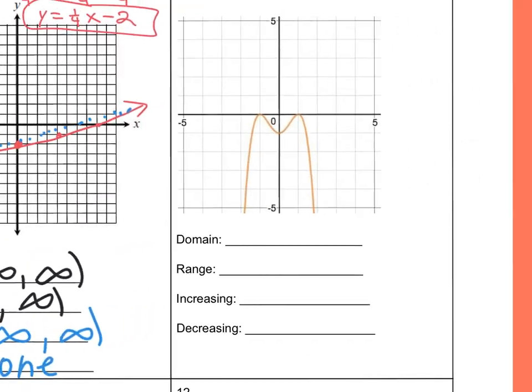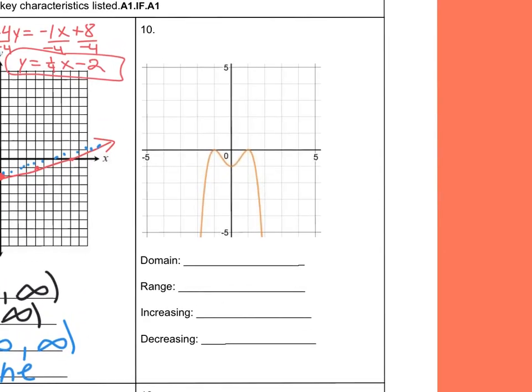Okay, this one is probably the toughest one on the test, if I had to say. So if we look, guys, first off, domain. Even though this looks very narrow at the bottom, technically this is going left and right forever. Do we all see that? So domain on this one is still going to be what?